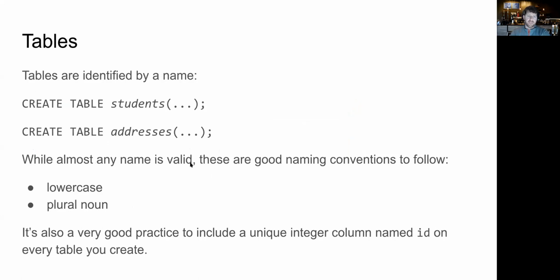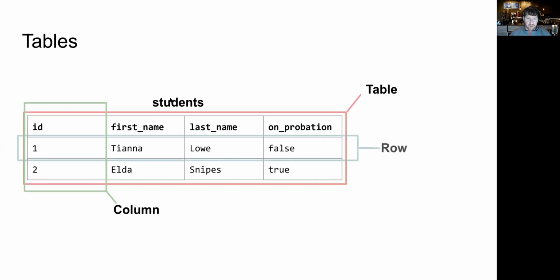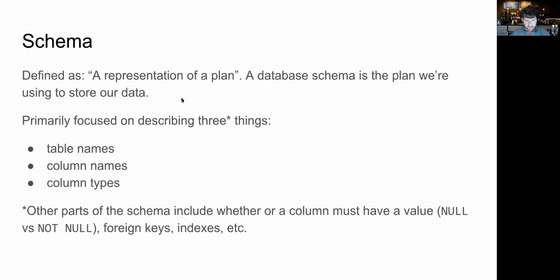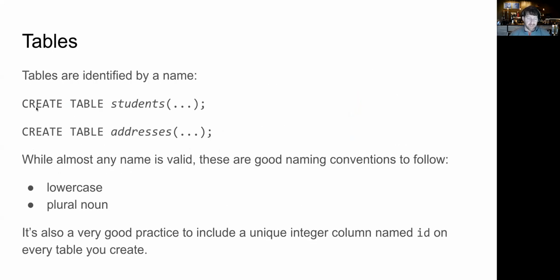So tables are identified by name. Just like if we went back here, this is the students table. And this right here is in fact a SQL query. Create table students, followed by the number of columns and the types of data that need to go in each column. So this is an actual SQL query right here, and we'll get into what that looks like.